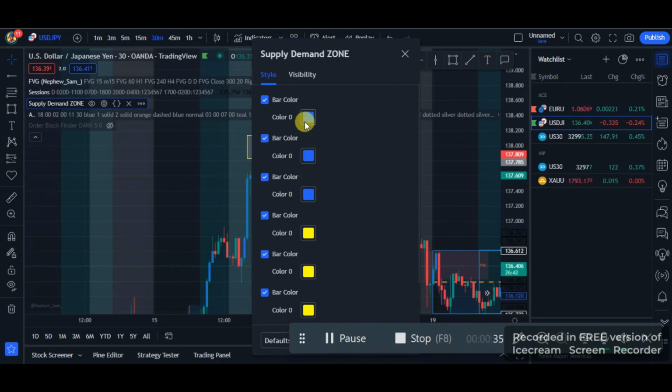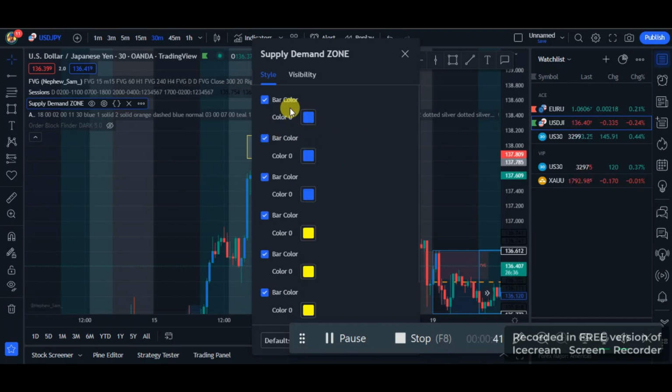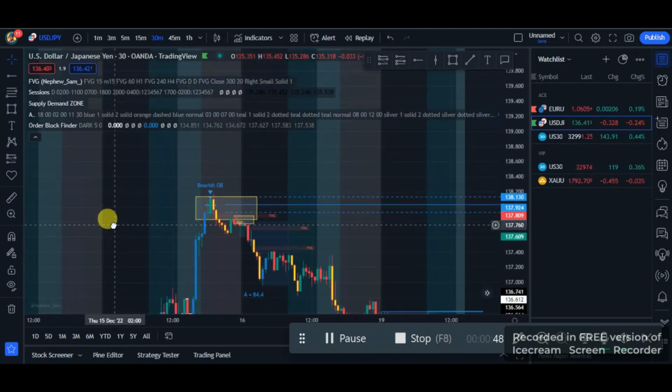These three blue candlesticks by default will be black, but I like to use something more visual, which is these blue candlesticks. That is the setting I like to use for this indicator. But there's another indicator called order block finder. It helps you find order blocks in the market.